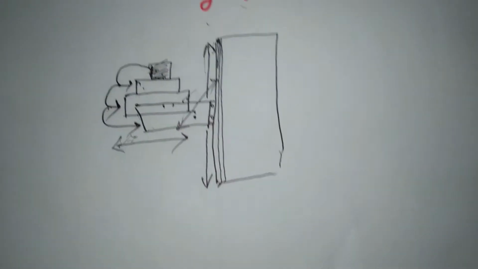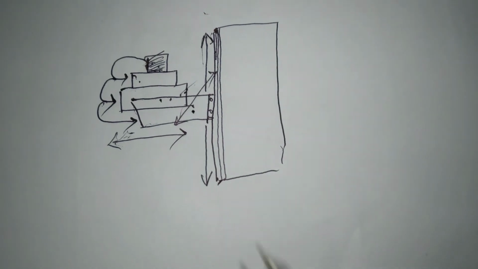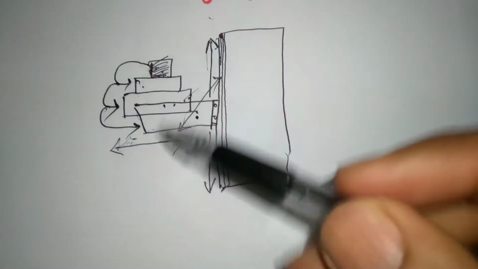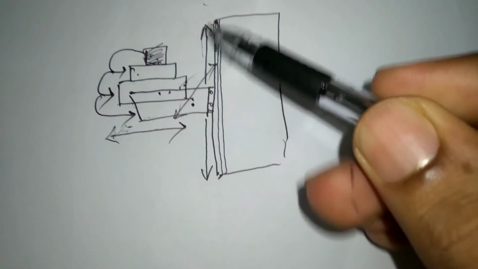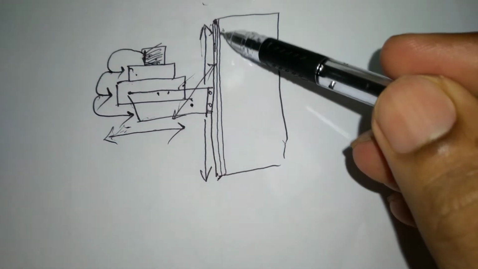So the job can have at least three kinds of motions. Number one, the cross one. Number two, the longitudinal one. And number three, the vertical one, which happens due to the presence of vertical slides. Now we are going to see the categories into which we can divide column and knee milling machines.